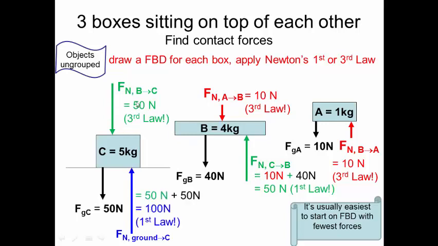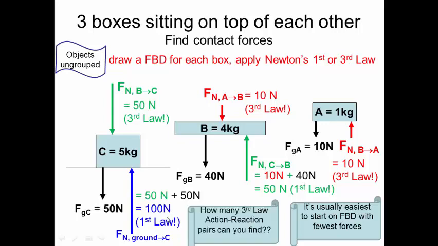If you look at this, well, if I have 50 newtons acting downward, and I have 50 newtons acting downward here as well, so the gravitational force is 50 newtons for box C, and the force of B acting downward on it is 50 newtons. Those two add up to 100, and they must be counteracted by the ground. That's what this shows. And we're using Newton's first law to show that.